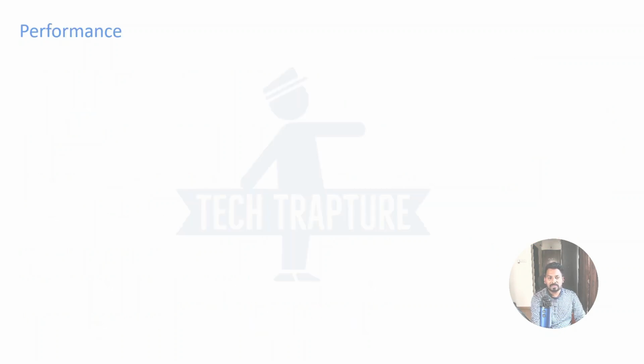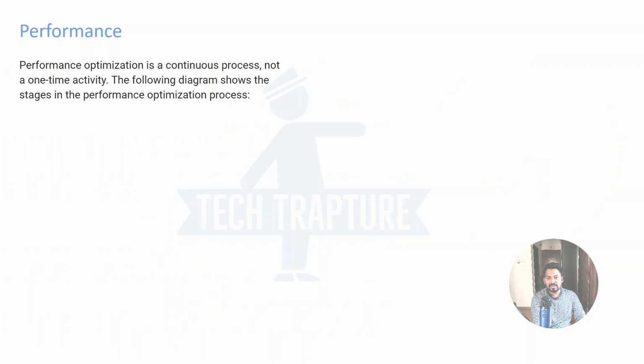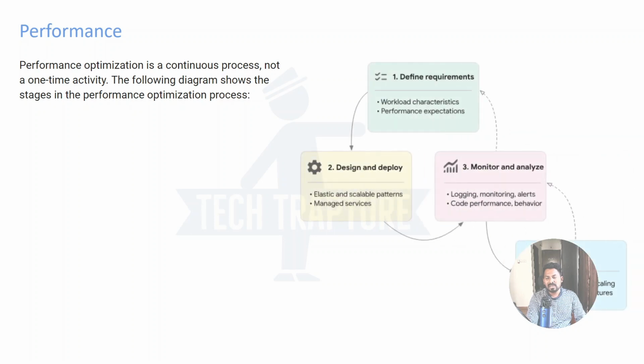And the third principle is performance. Performance optimization is a continuous process, not a one-time activity. Take an example: I am creating an architecture and I need 40 GB of RAM for my application, so I created a Compute Engine instance with 40 GB of RAM. Then I monitor CPU and disk usage. I see that 40 GB is not even required, it is only using about 10%. So instead of 40 GB I will use only 10 GB. Then I will optimize.